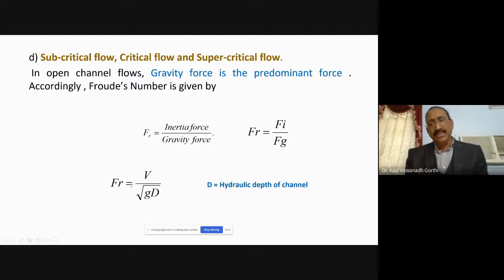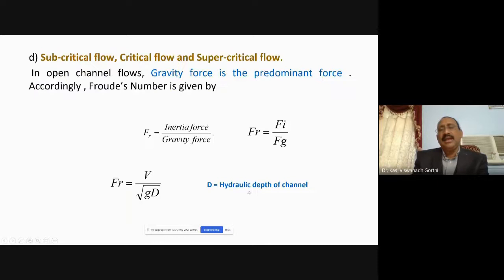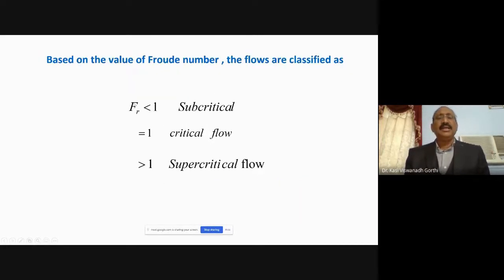This Froude's number is given by the velocity V divided by the square root of g into D, where g is the acceleration due to gravity. D is another geometric property, the hydraulic depth. In the earlier case, we have seen hydraulic radius. Similarly, hydraulic depth, which we shall define shortly. So the Froude's number Fr is equal to V by root gD, and based on the numerical value of the Froude's number, the flows in the open channels are classified. In open channel flows, gravity force is the predominant force. Accordingly, a Froude's number less than 1 is subcritical, and equal to 1, the flow is said to be critical.